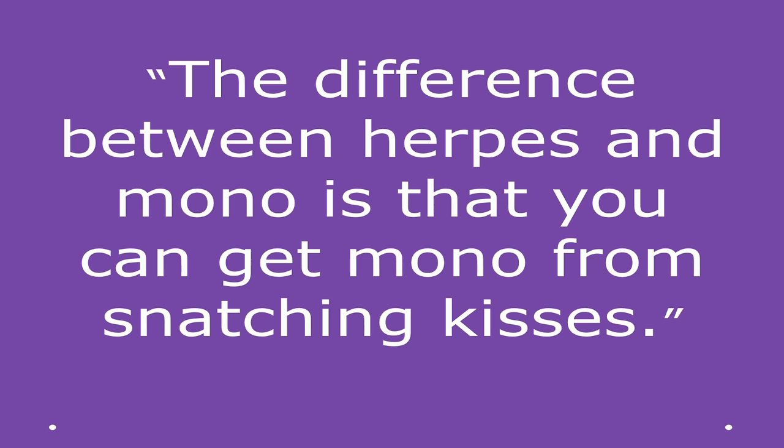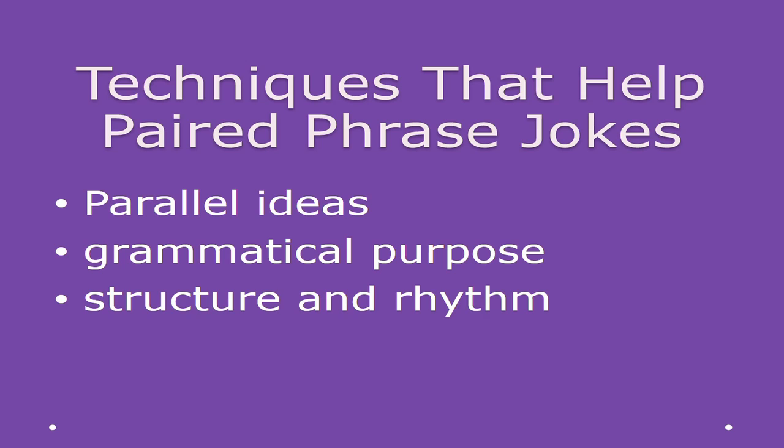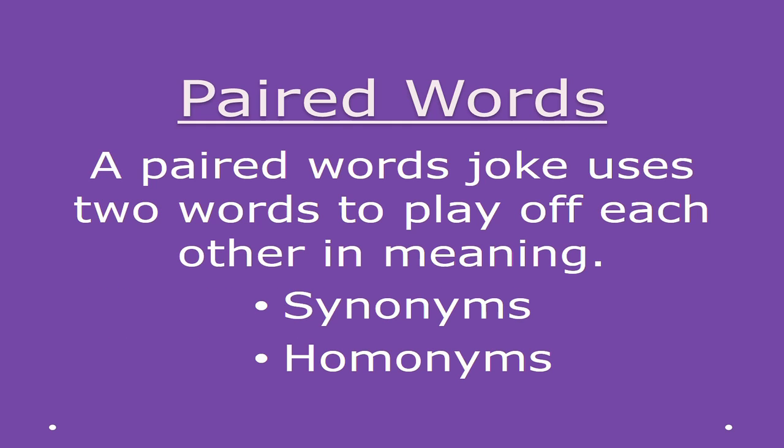The author uses paired elements and a play on the word snatching. First, the author states that you can get mono from snatching kisses. What the author doesn't say, the audience can infer on their own. You get to the joke by reversing the word snatching with snatches. Snatches is a vulgar word for vagina. The author has drawn a parallel from snatching kisses to kissing snatches. Hooray! Techniques that help a paired phrase to be most effective are parallel ideas, grammatical purpose, structure and rhythm, and a setup line.